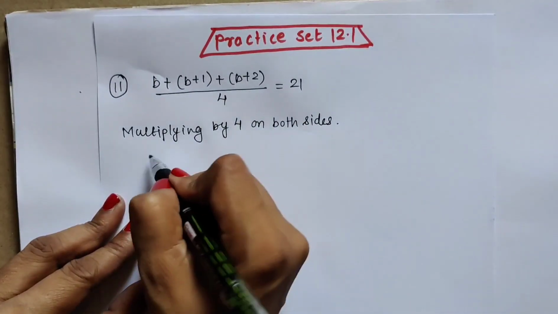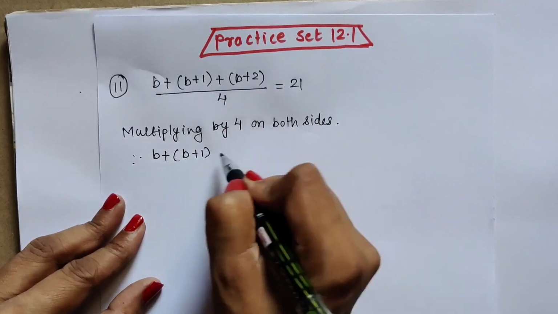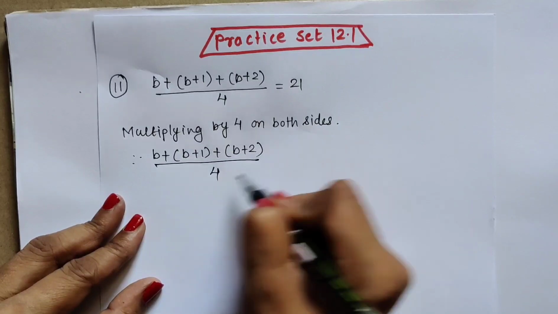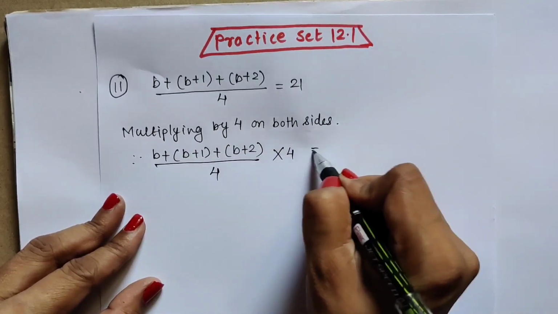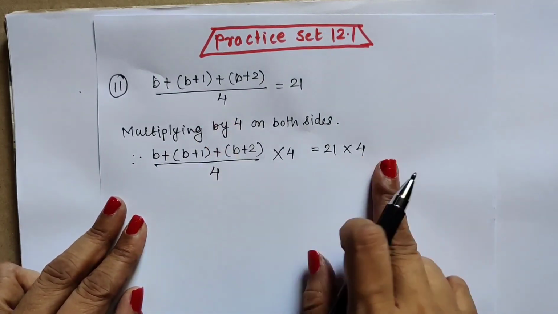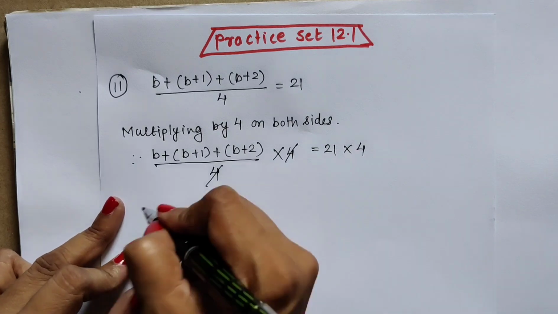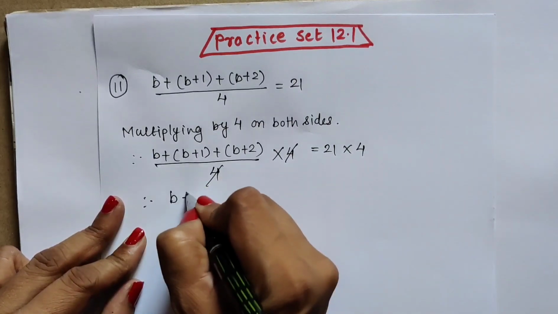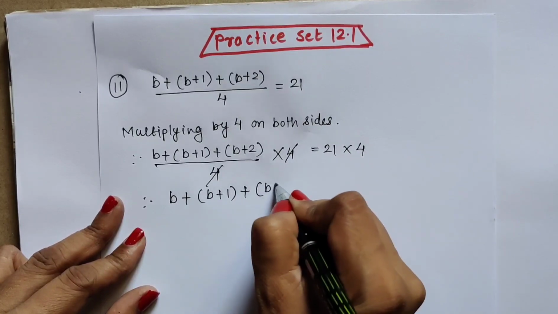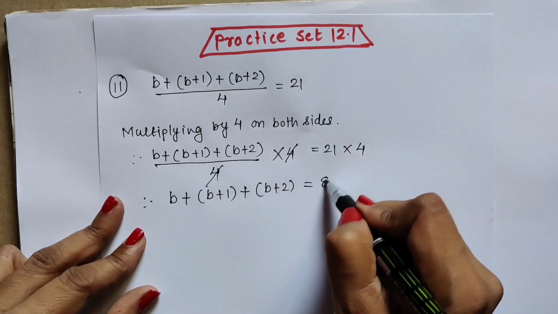So we will multiply by 4. First write the left side: b plus 1 plus b plus 2 upon 4 multiplied by 4, and 21 multiplied by 4. We have multiplied by this 4 on both sides. Here on the left hand side, 4 getting cancelled. What is remaining? b plus 1 plus b plus 2 is equal to 21 fours are, what is the answer?